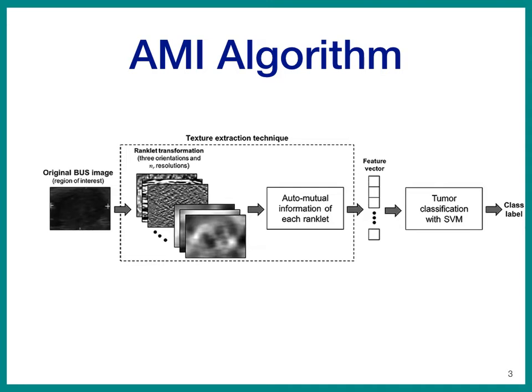When medical images are obtained, they are generally not under the same illumination conditions. We want to obtain the same feature vector for the same object. Ranklet transform, which is the first stage, helps us achieve this. Next, we use mutual information to obtain an element of the feature vector for each of the transformed images.